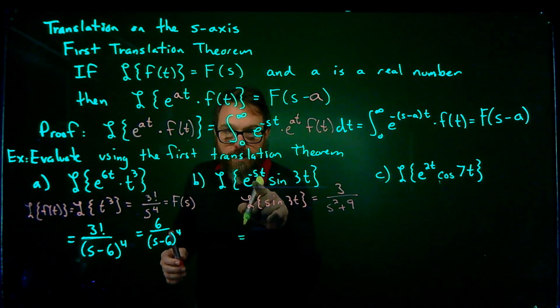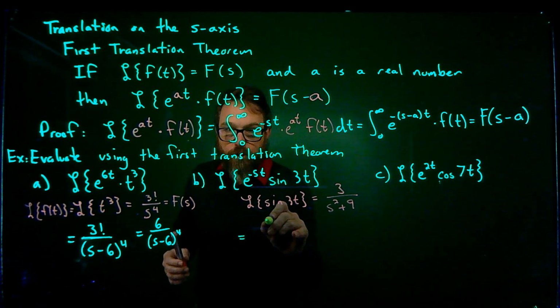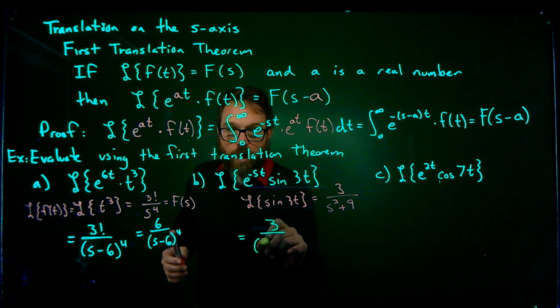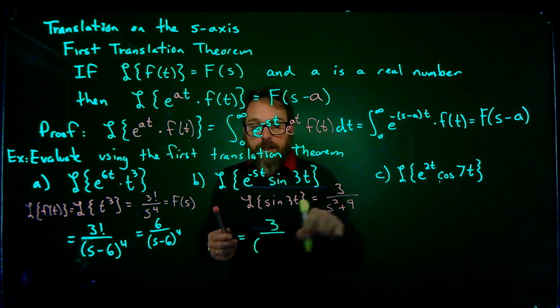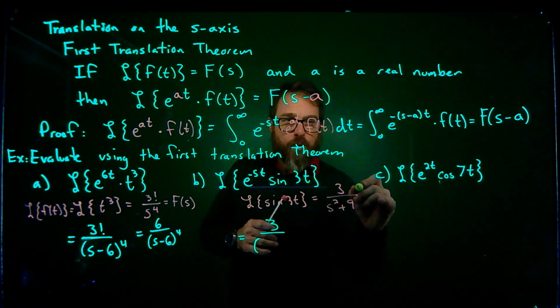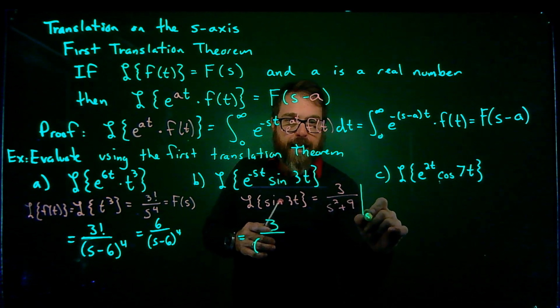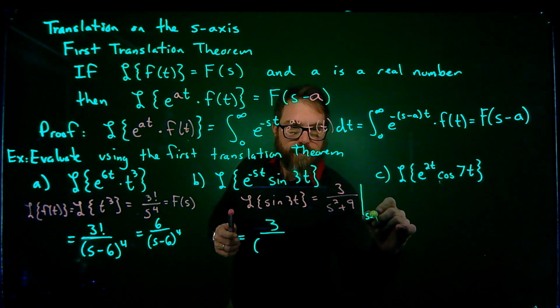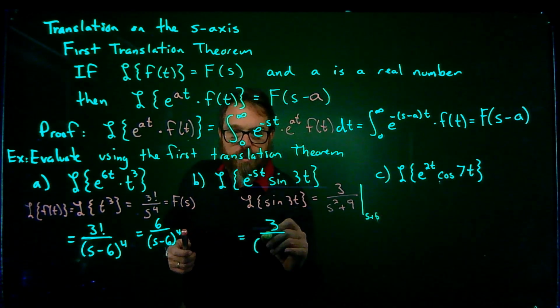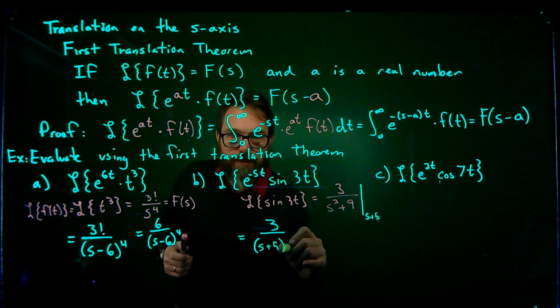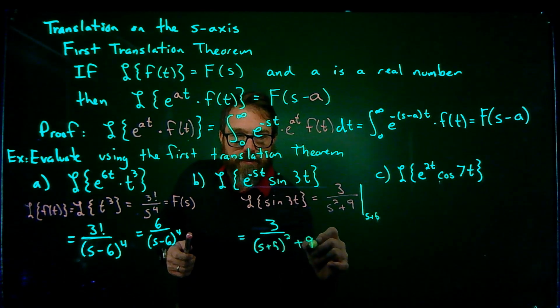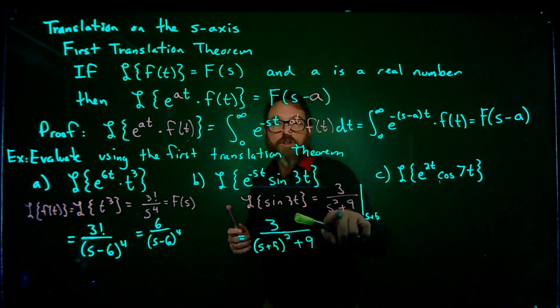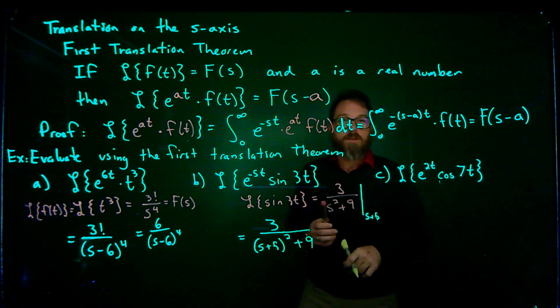So that means this is going to be equal to 3 all over. Now our s is going to be replaced with, really what I'm doing is evaluating this at s plus 5. I have to shift this over 5 units. So this is now going to be equal to 3 over s plus 5 squared plus 9. So again, it's nothing more than a shift of this known Laplace.